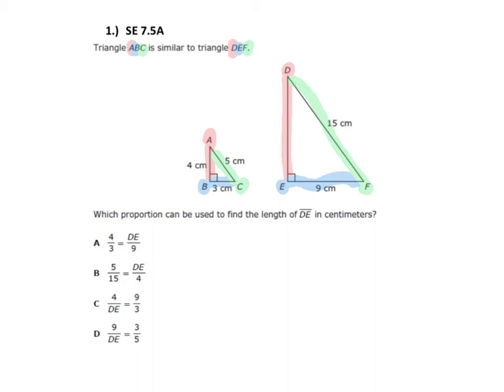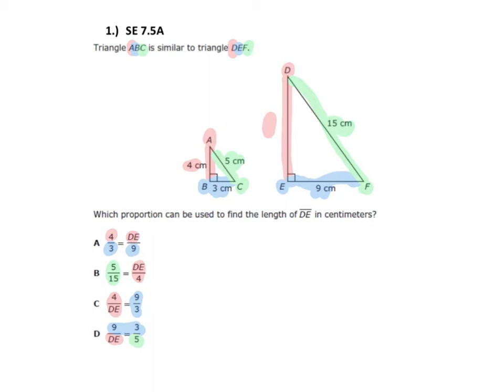Now we can color-code our answers to see if anything matches up. So let's start with the red colors. We know the red colors are 4 and whatever DE is. So 4 and DE, we're going to color code anywhere down in our answers. Now we are going to color code the next one, which is 3 and 9. And last one is 5 and 15.